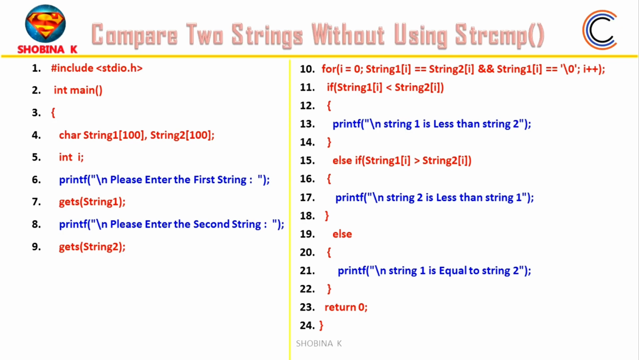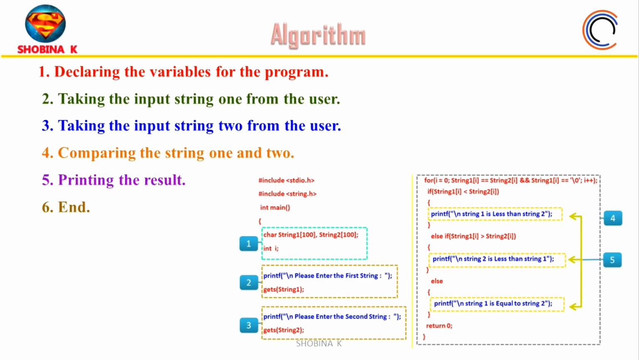In this program, first we will take the elements of string 1 from the user. Then we will take the elements of string 2 from the user. And finally, we will compare the two strings without using any predefined functions. That is, we are going to compare them without using string compare function. And this is the algorithm for the program.